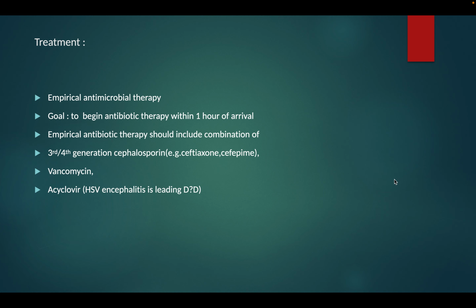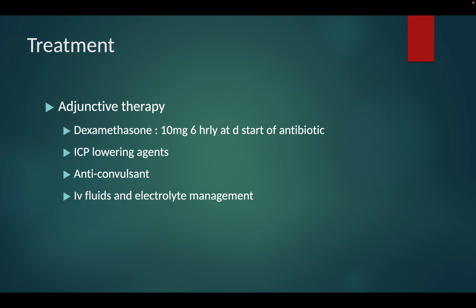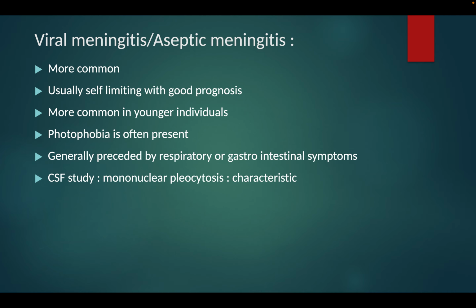So this is the mainstay of the initial choice, and of course with the adjunctive therapy in the form of dexamethasone, which is given in the dose of 10 milligram every 6th hourly, especially for bacterial meningitis. You may have to give ICP lowering agents. In few situations, anticonvulsants are required if the patient has seizures, and of course, you give hydration and try to correct any electrolyte abnormality if the patient has, especially the hyponatremias.